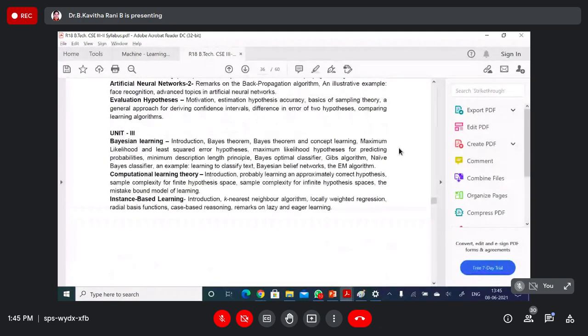In unit 3, you will be having Bayesian learning, computational learning theory and instance-based learning. Till now we have seen the introduction, Bayes theorem, and Bayes theorem and concept learning. In Bayes theorem and concept learning, one small topic is there that we'll see tomorrow. So I think you don't have any doubts, not only regarding class, anything else?